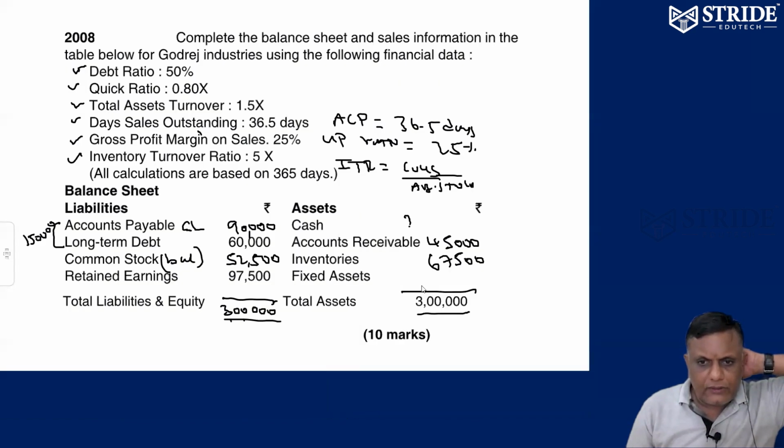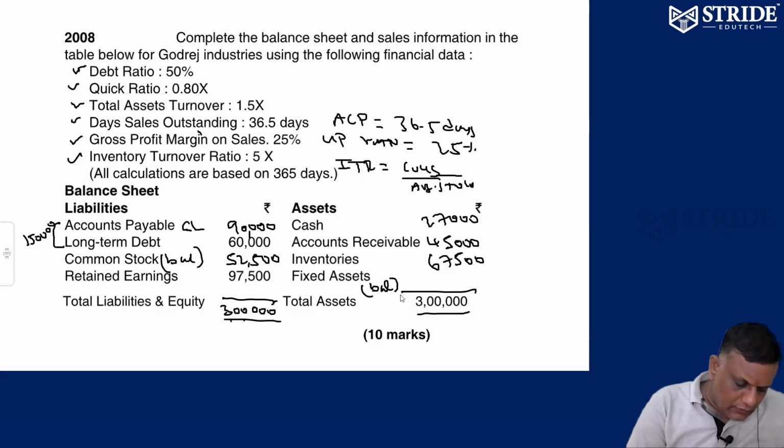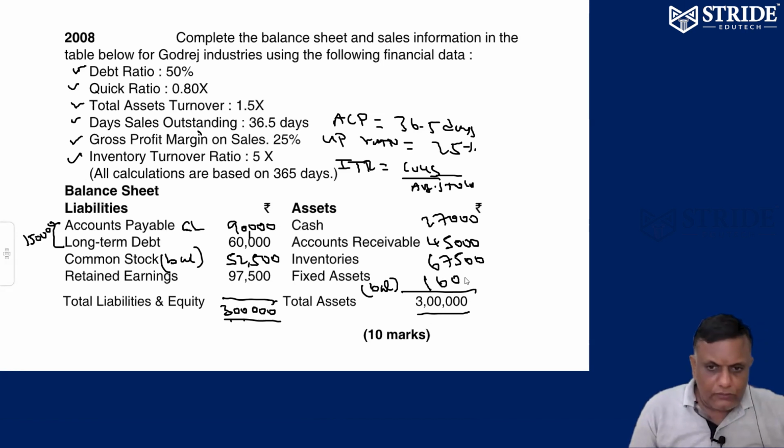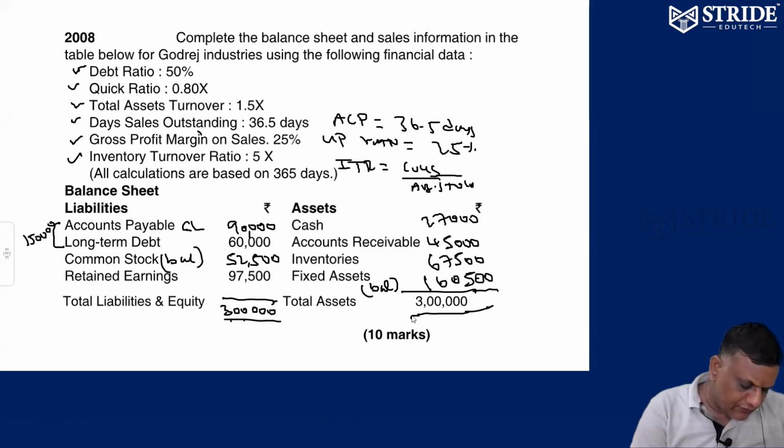So can you substitute cash here? Cash, how much? Balance 27,000. Can you substitute 27,000 here? All the ratios are used. The balancing figure is fixed asset. So 3 lakhs minus 27,000 minus 45,000 minus 67,500. That's the balance, 160,500.